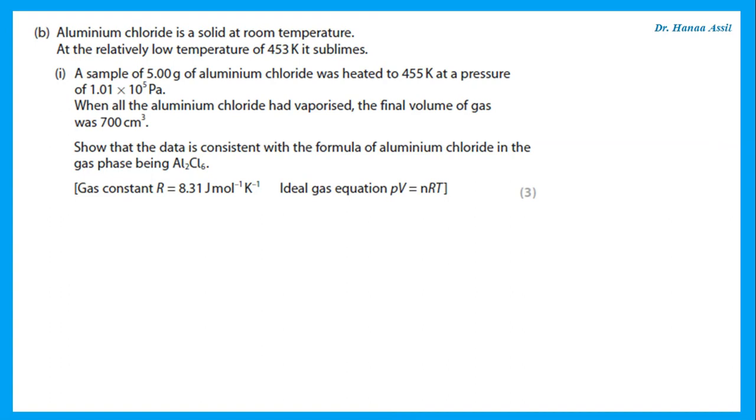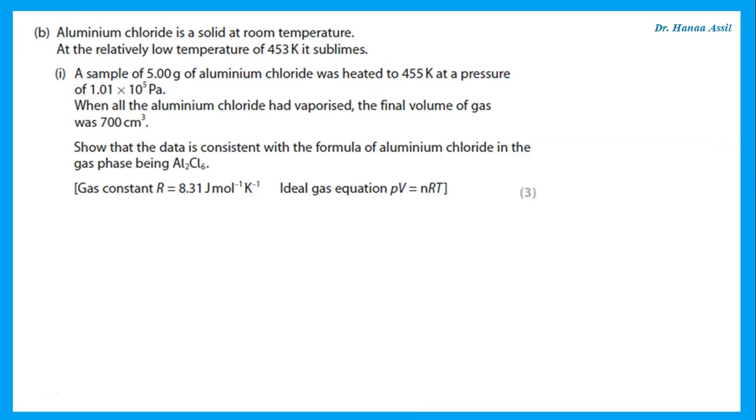Aluminium chloride is a solid at room temperature. At relatively low temperature, it sublimes. A sample of 5 grams of aluminium chloride was heated at this pressure, this temperature. When all aluminium chloride had vaporized, the final volume is this. Show that the data is consistent with the formula of aluminium chloride as being Al2Cl6. Now, in order to show that it is Al2Cl6, that means I should get the correct MR.